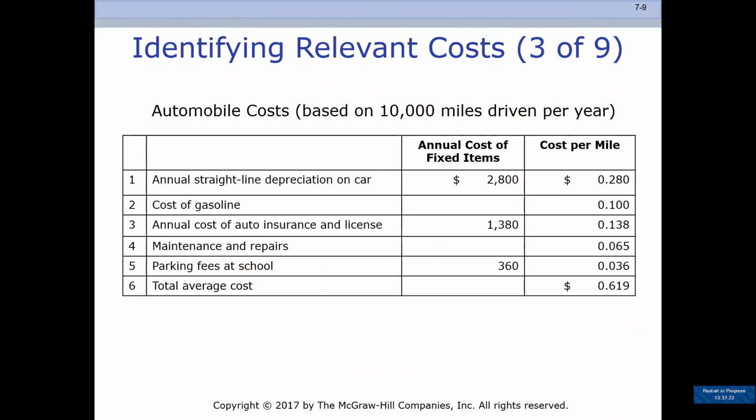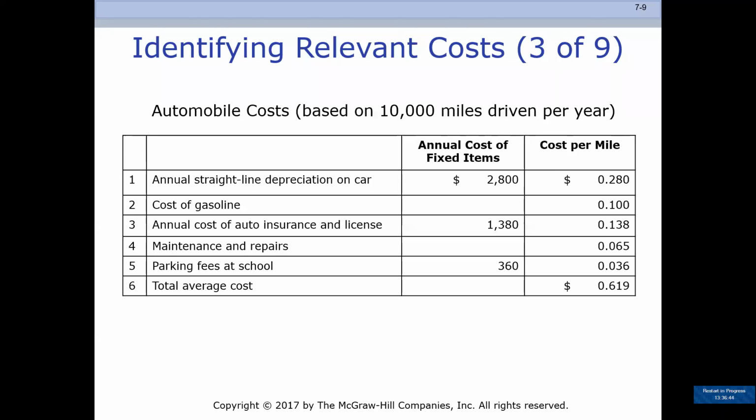So what do we have? Automobile costs based on 10,000 miles driven per year. The annual straight line depreciation, 28 cents a mile. Cost of gasoline, 10 cents a mile. Those are the good old days, huh? Annual cost of auto insurance and license, $1,380 divided by 10,000 miles is 13.8 cents per mile. Maintenance and repairs, 6.5 cents. Parking fee at school, if you divide that by 10,000 miles, you get 0.036. So the total average cost, 61.9 cents per mile.